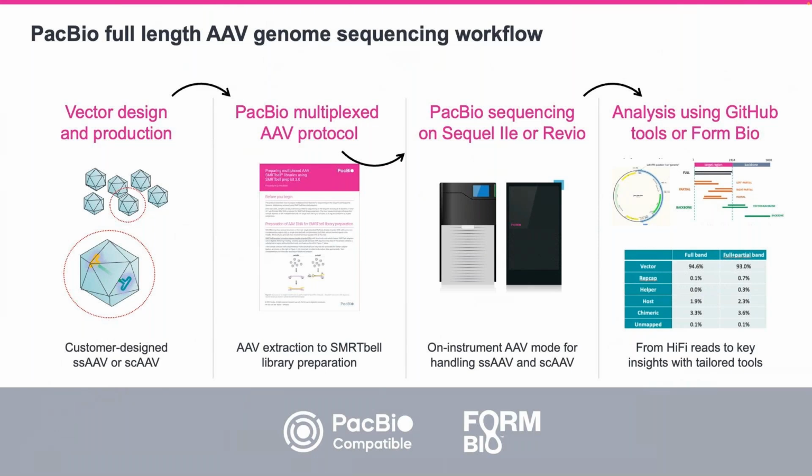For customers who want to take advantage of the long read length and the high accuracy of HiFi sequencing to analyze full-length AAV genomes from ITR to ITR, we offer an end-to-end workflow that is enabled on the Sequel IIe instrument and now also the higher throughput Revio. This workflow allows you to identify and characterize impurities such as truncated genomes or host cell DNA in your AAV vector preparation. The workflow is rounded out by data analysis tools that are available on GitHub or through the FormBio platform.